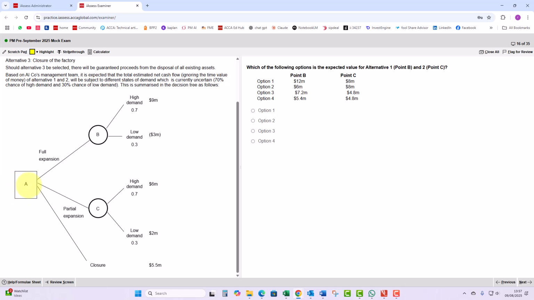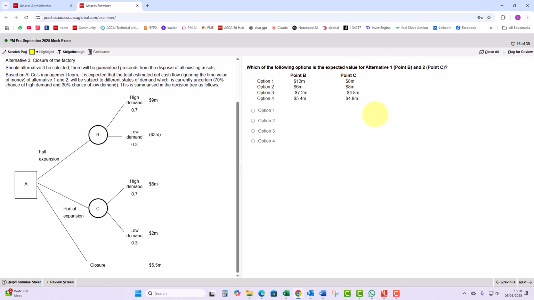So you see at the decision point, they can either choose to expand fully, expand partially, or close. If they close, they're guaranteed to get 5.5 million. If they partially expand and there's high demand, they'll get 6 million. If they partially expand and there's low demand, they'll get 2 million. And there's a 70% chance of high, 30% chance of low. If they do the full expansion, then if there's high demand, they'll get 9 million. But if there's low demand, they'll lose 3 million. So we need to work out which of the following options is the expected value. And it's asking us for point B and point C.